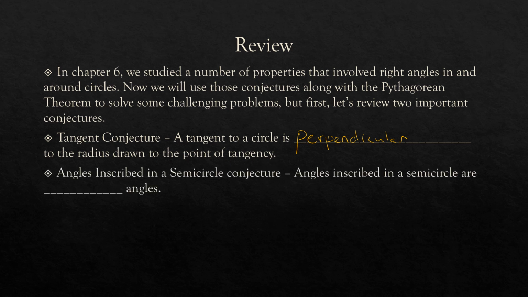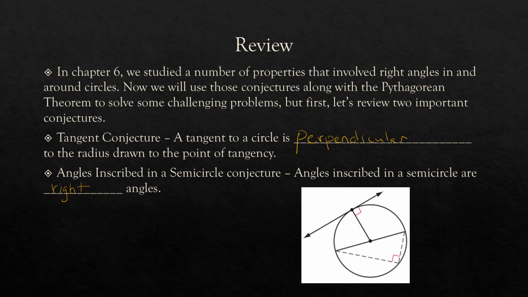And what about an angle inscribed in a semicircle? Angles inscribed in a semicircle are what kind of angles? They're right angles. Remember that an inscribed angle will measure half of the arc. If a semicircle is 180 degrees of an arc, then the inscribed angle must be half of 180, or 90 degrees.